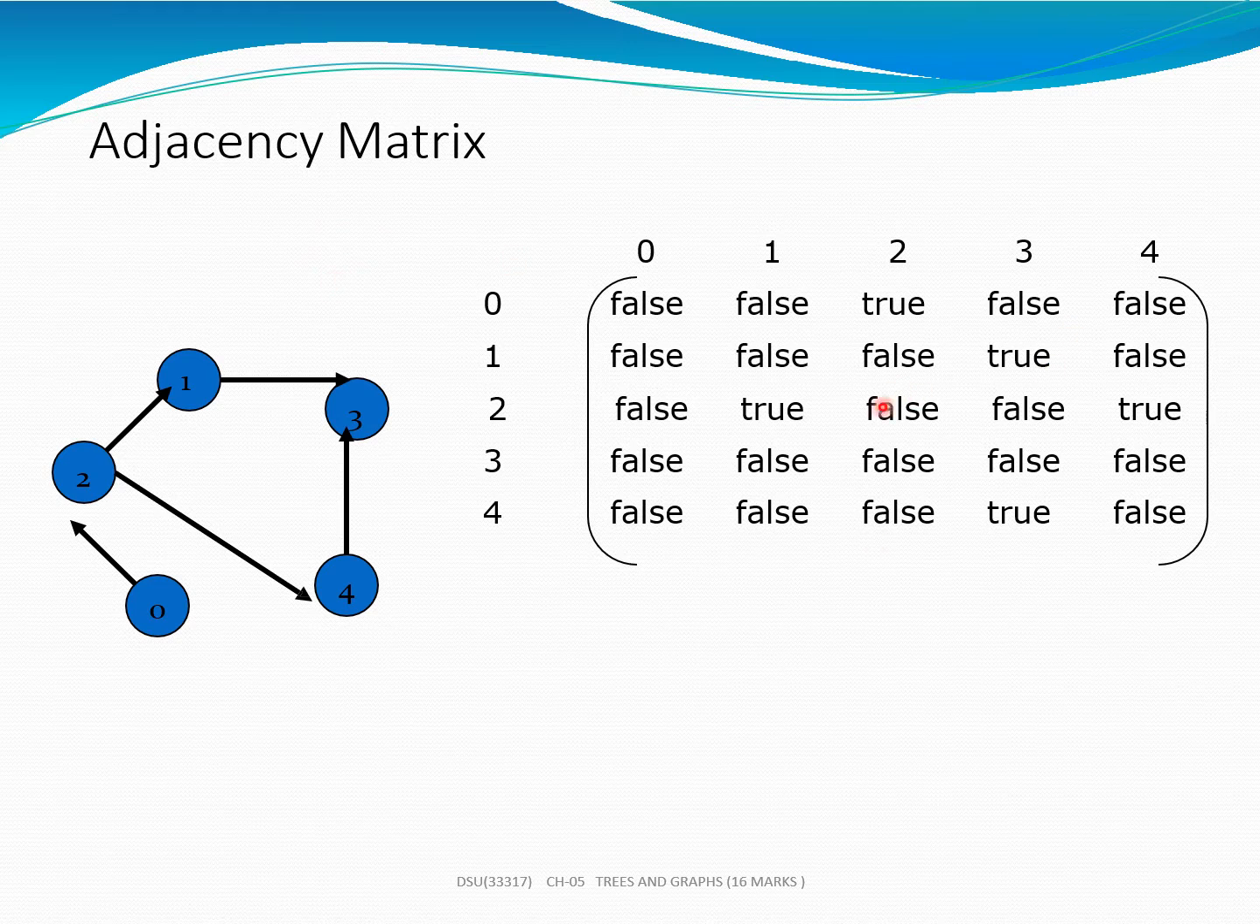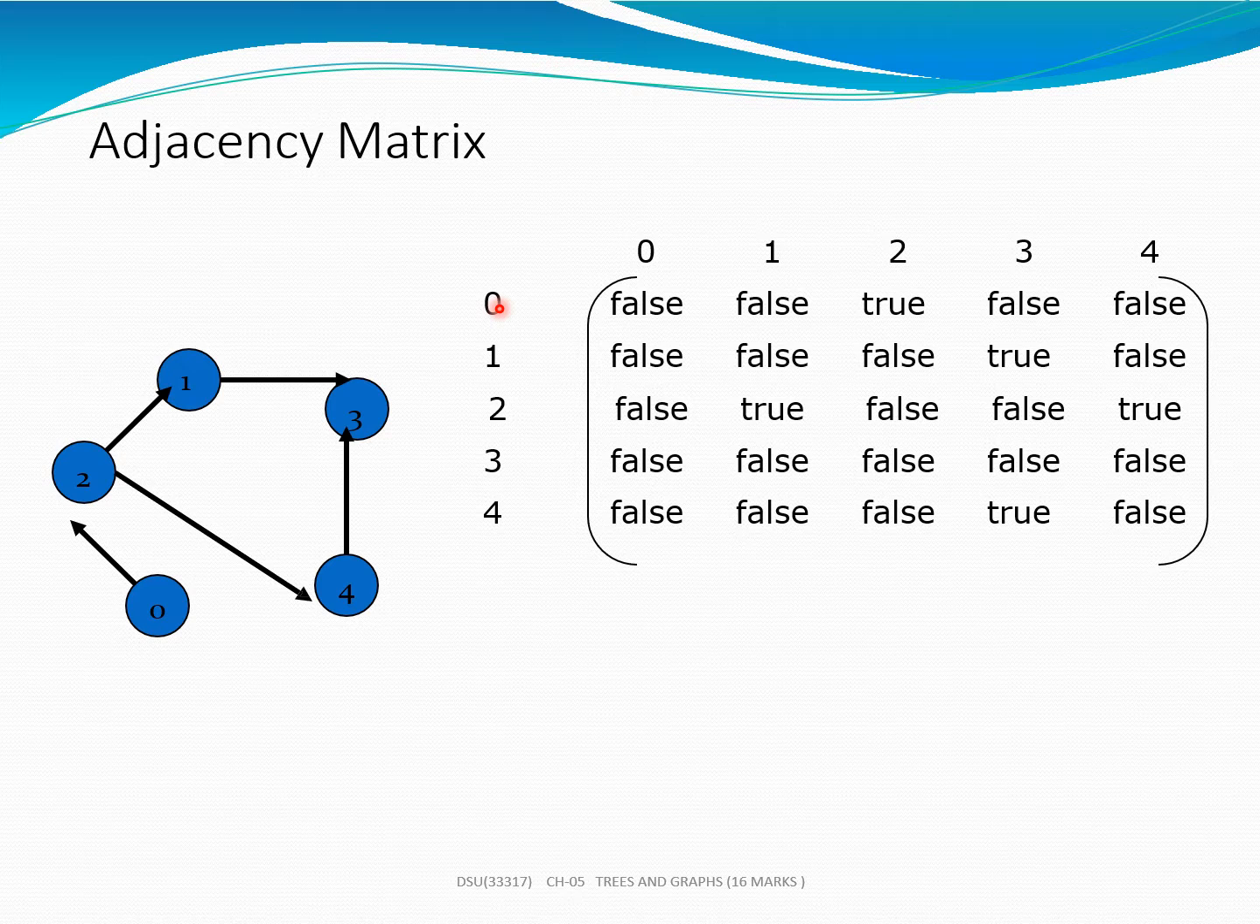Now for implementing the adjacency matrix, we have to write all the vertices in the rows and in the columns. If there were nodes A, B, C, D, then we would write A, B, C, D. Now in this graph there are 0, 1, 2, 3, 4, so we write 0, 1, 2, 3, 4 vertically as the column form and horizontally as the row form.